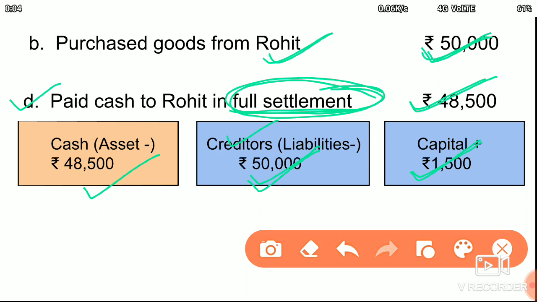So the three accounts that will get affected in this transaction will be the cash account. Cash is an asset account. The asset will decrease by 48,500 in the form of cash as it goes out of the business. The creditors will decrease by 50,000 rupees because the account is fully settled and there is no more balance left to be paid to the creditors. So the actual creditors is 50,000 rupees. So the whole 50,000 rupees has to be decreased. Again, capital will increase by 1,500 as it is a cash discount received from Rohit and it is a benefit for the organization. So the capital will increase.